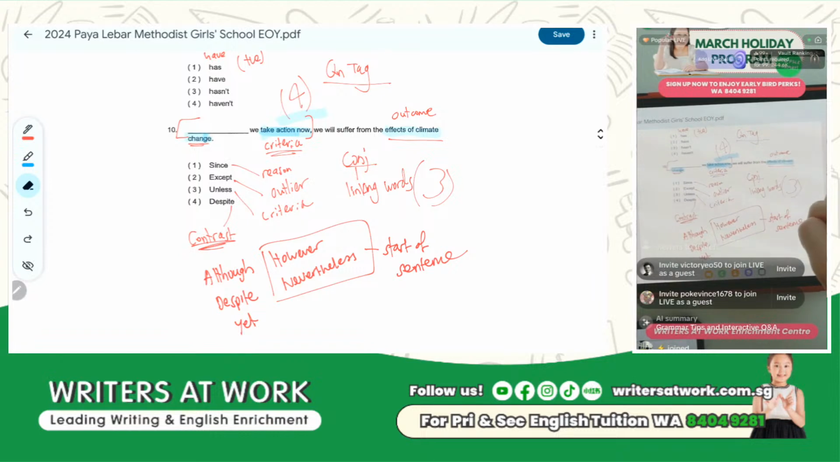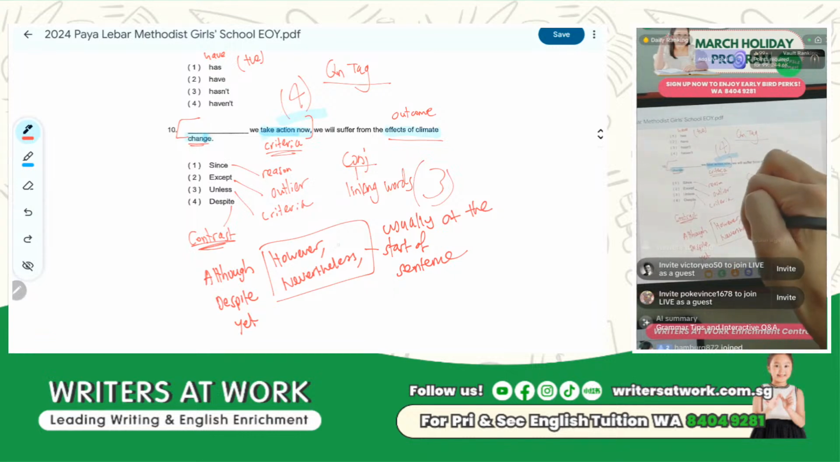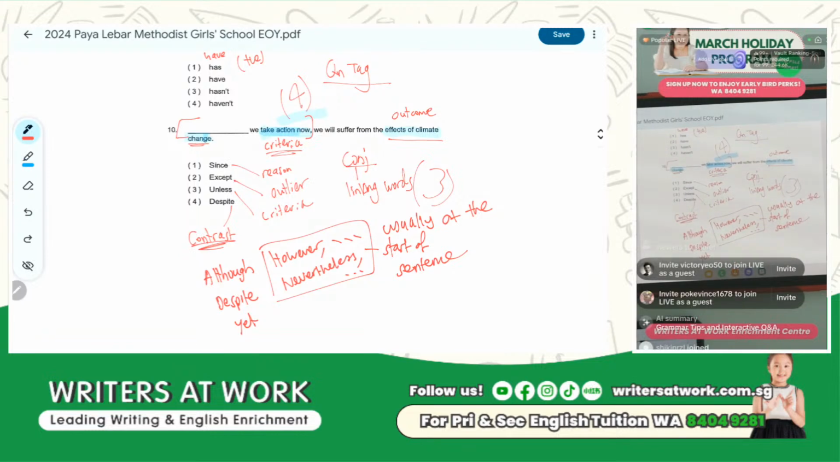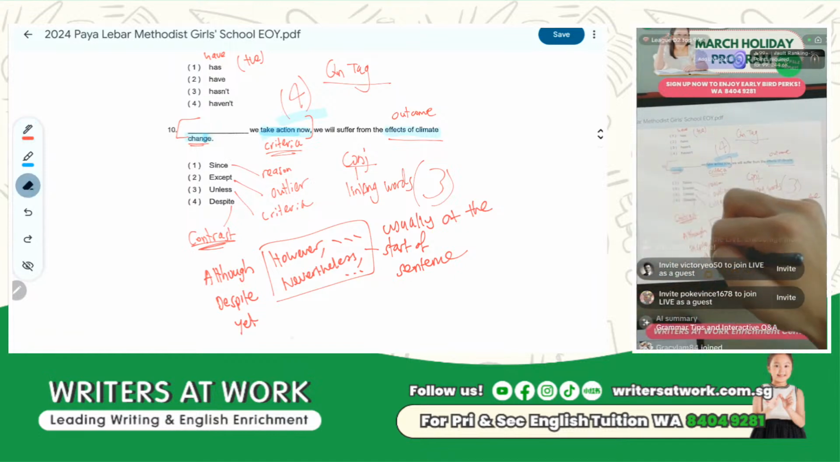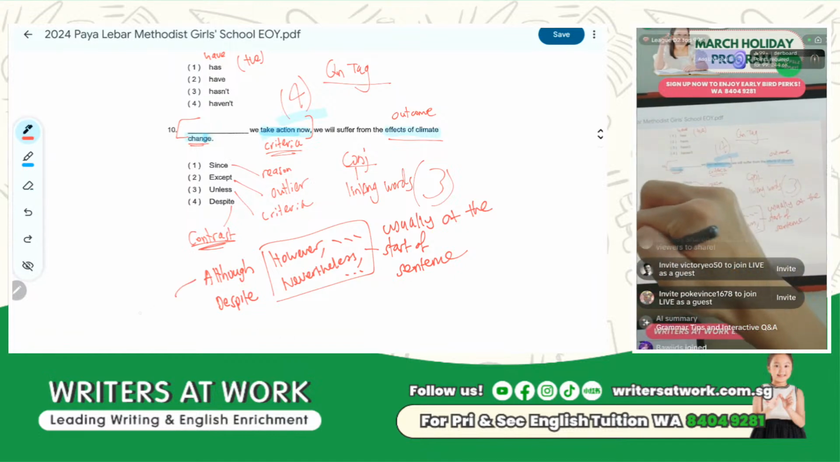And it needs to be followed with a comma. However, comma, then blah blah blah. Or nevertheless, blah blah blah. Alright? Now, although and despite, when do we use these two? Although always comes with a clause.